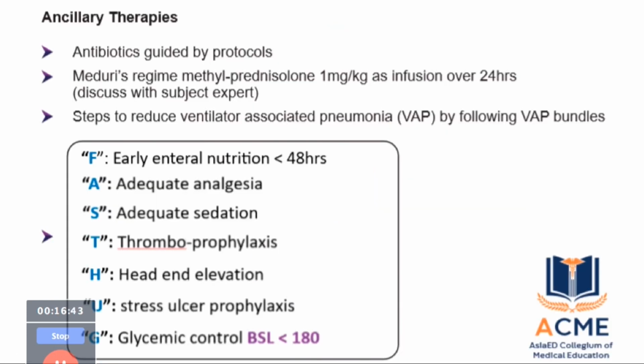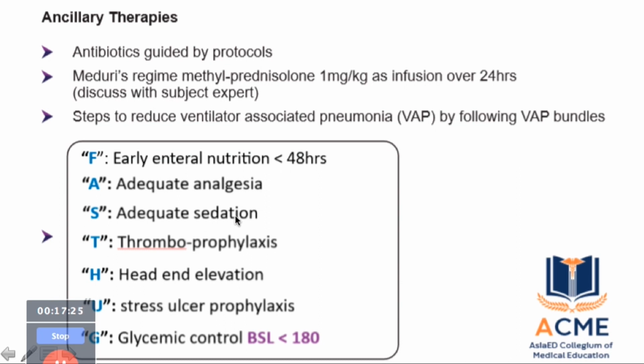And in all these ARDS patients, there are other ancillary things. So they need to be on some antibiotics guided by the local protocols or discussing with experts. So once patient is in ARDS and L type or H type and you have adopted all this, discuss with your expert tele team and see if there is a role of methylprednisolone to mitigate the cytokine storm. So methylprednisolone, generally in ARDS, we give it at a dose of 1 mg per kg as an infusion over 24 hours, and we have put in the algorithm, discuss with subject expert, and you have to take all measures to reduce the ventilatory complications like risk of ventilator associated pneumonia.